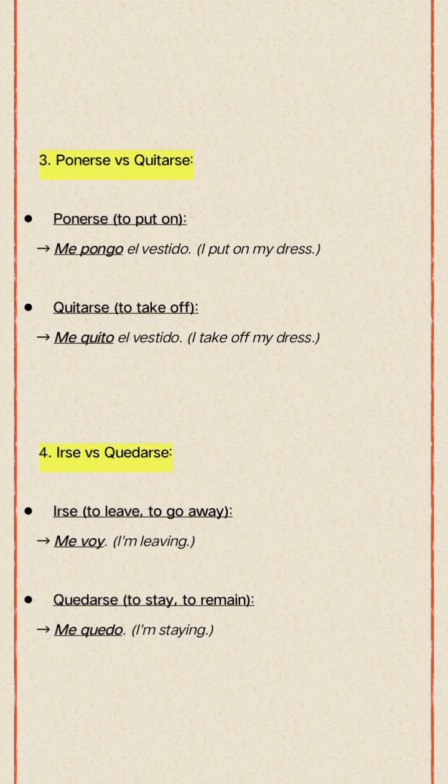Number 4. Irse versus quedarse. For irse, which means to leave, or to go away, we have me voy, which means I'm leaving. For quedarse, which means to stay, or to remain, we have me quedo, which means I'm staying.